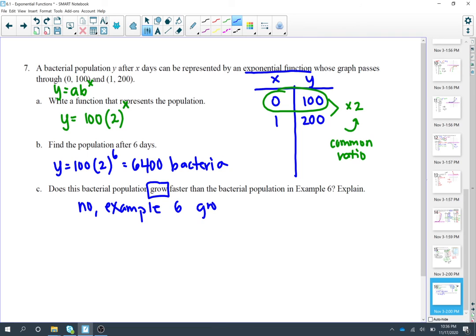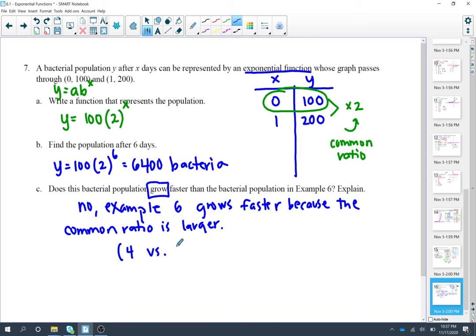Example 6 grows faster because the common ratio is larger. So we're talking about 4 versus 2. The common ratio of 4 is going to have something grow a lot faster than a common ratio of 2, because you're only multiplying by 2 versus multiplying by 4.